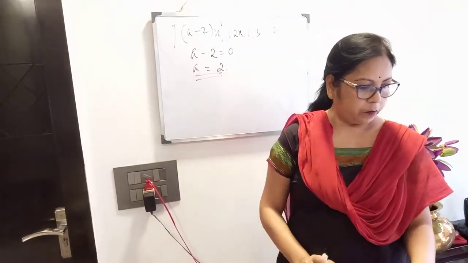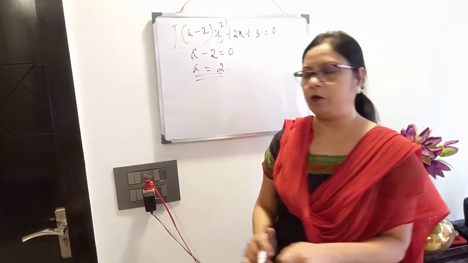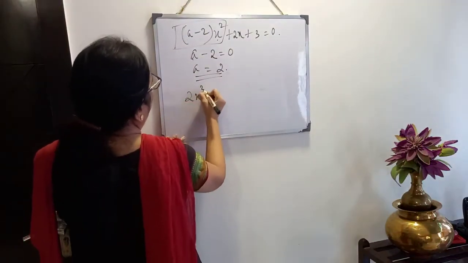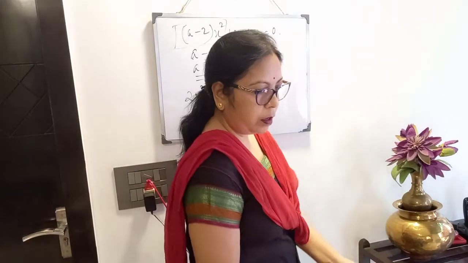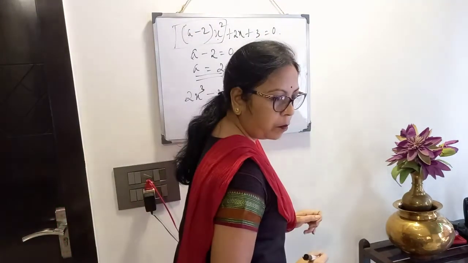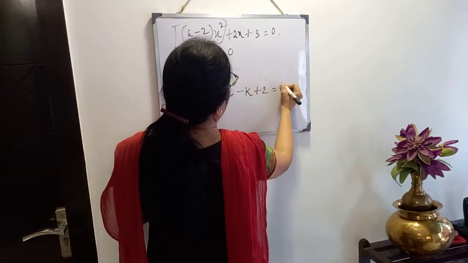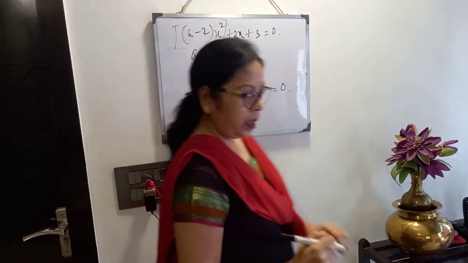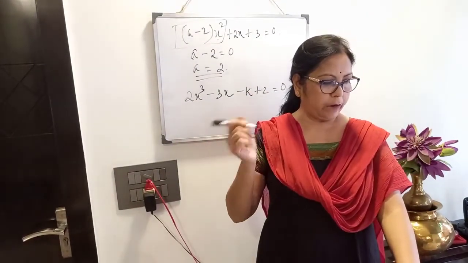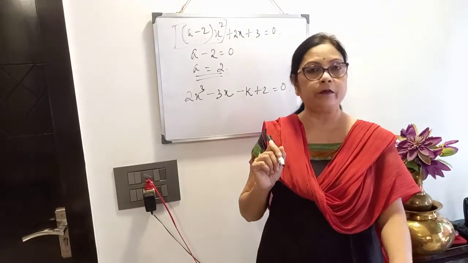Now find the value of k for which one root of the equation will be 0. Okay. Now I am writing this: 2x cube minus 3x minus k plus 2 equals 0. This is the equation, and here k is unknown. You have to calculate the value of k. Find the value of k for which one root of the equation will be 0.